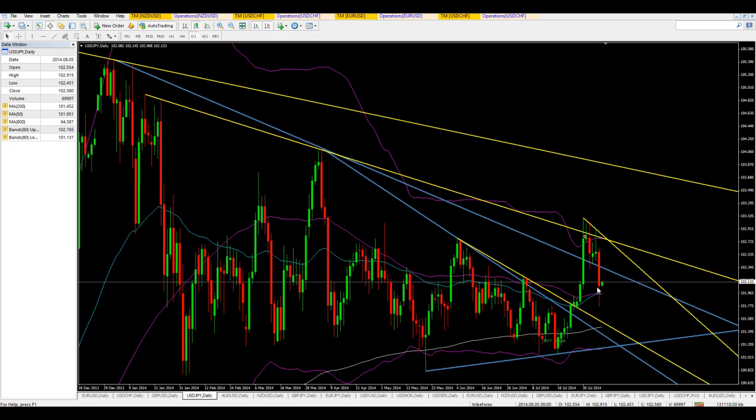And you can see the massive sell-off that there was on the dollar yen. What are we looking for?